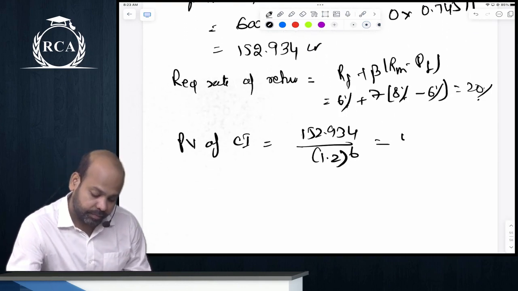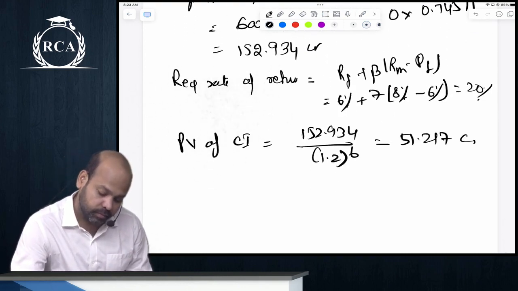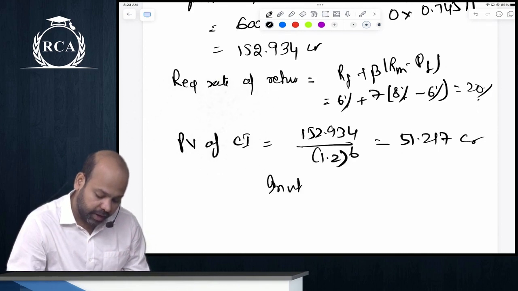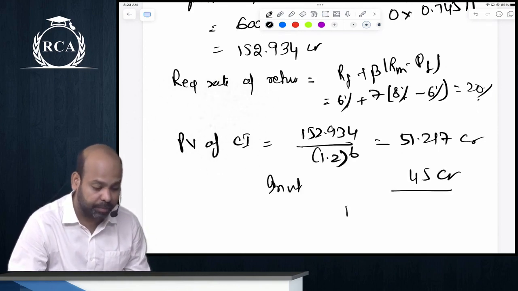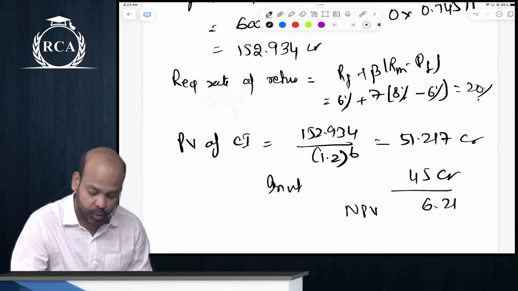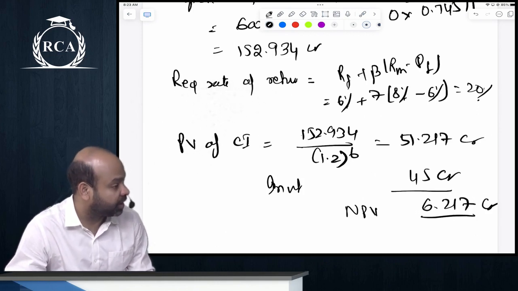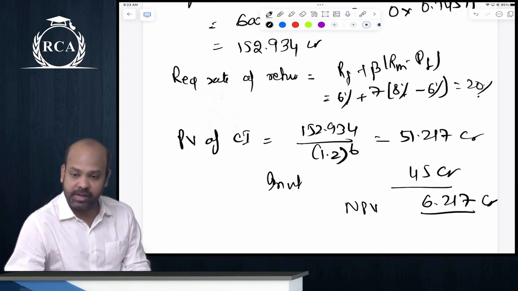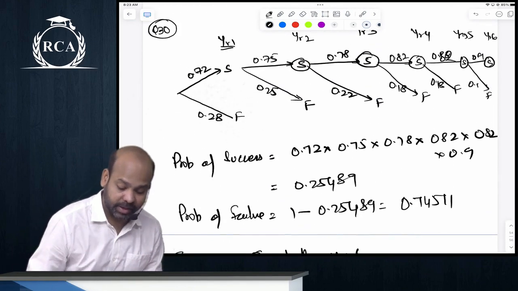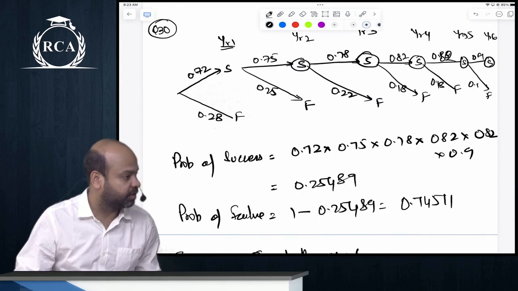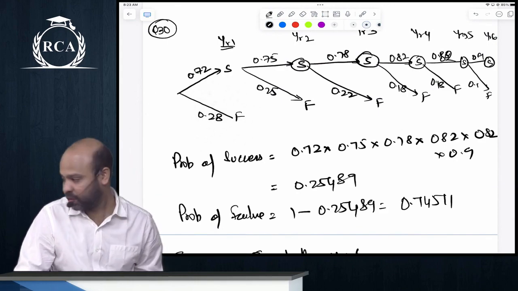50. You know that your initial investment is 45 crores. Therefore, NPV is 6.217 crores. Take it up. Positive NPV. Understood? But remember, this is an expected scenario. The actual scenario is either 600 or nothing. Do it.